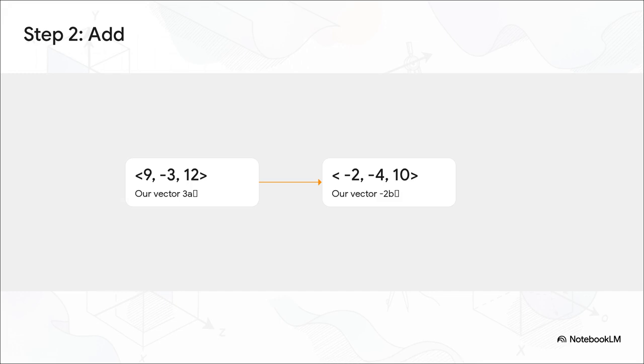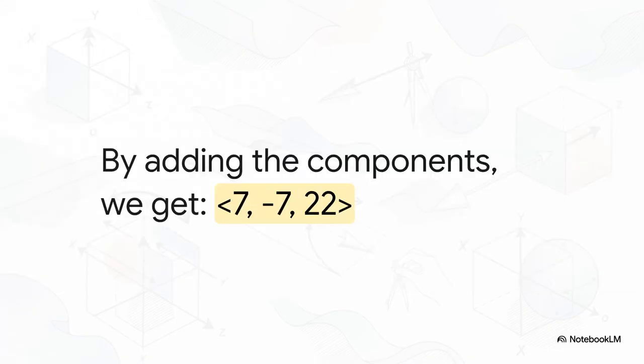Okay, now that we've taken care of this scalar stuff, our problem looks a lot simpler, right? All we have left is a basic vector addition. We just need to add those 2 new vectors we just found, and we do it, you guessed it, component by component. And here it is, the final answer.